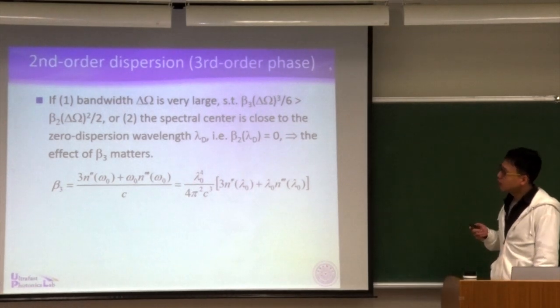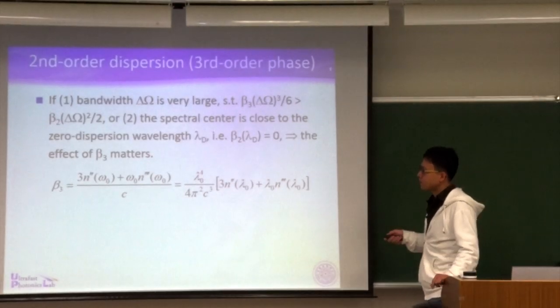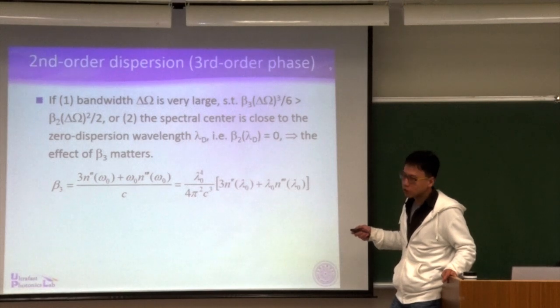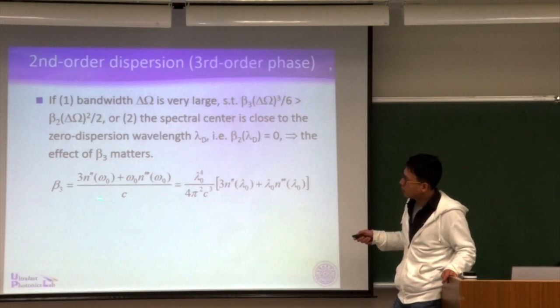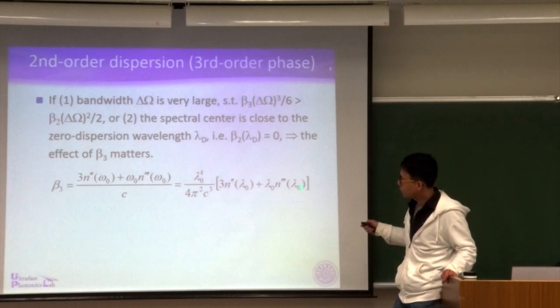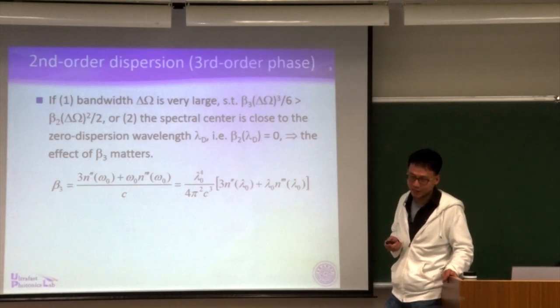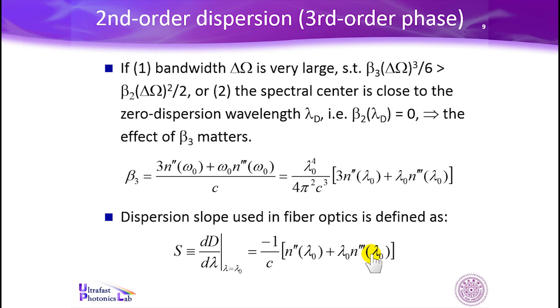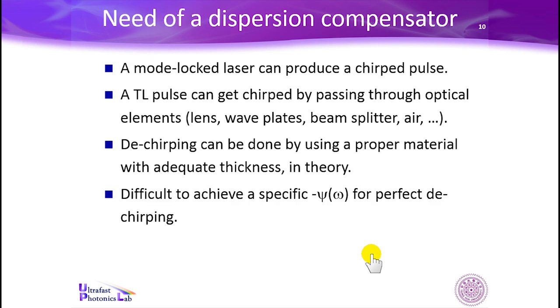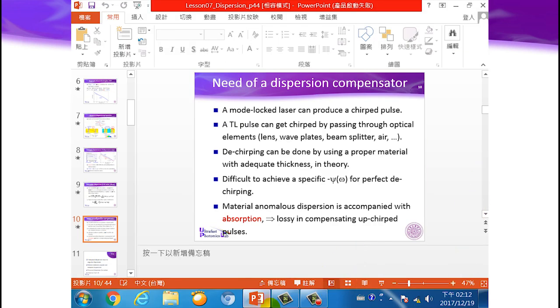So we need to derive the formulas. This is the formula for beta xi, okay? In terms of variable omega or in terms of variable lambda. Okay? I skip the intermediate steps. You can just follow the same strategy.